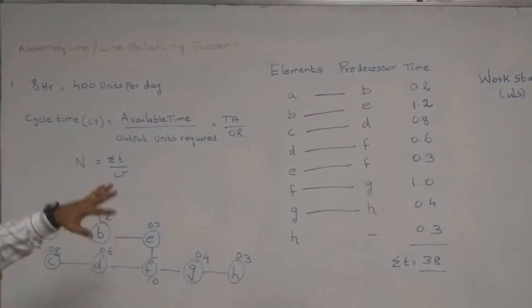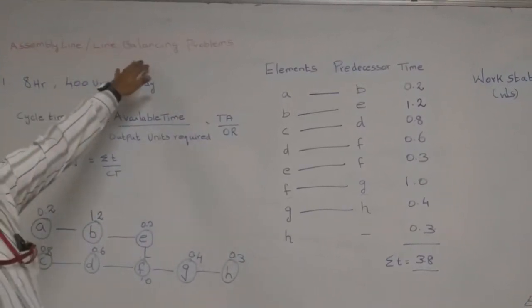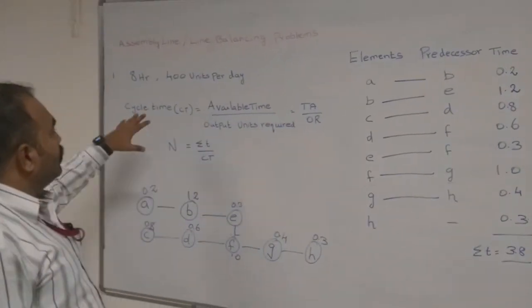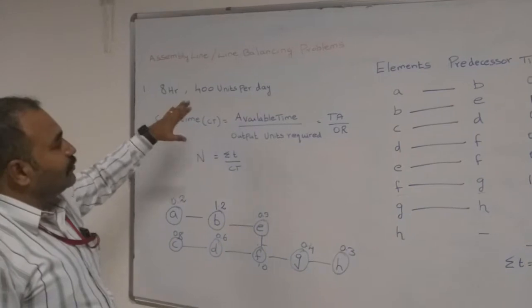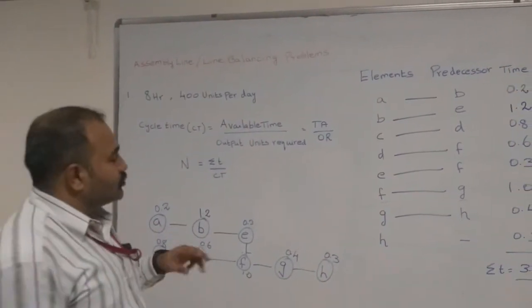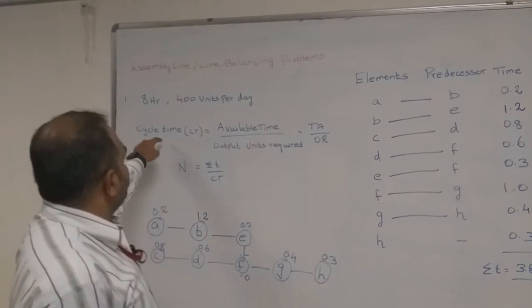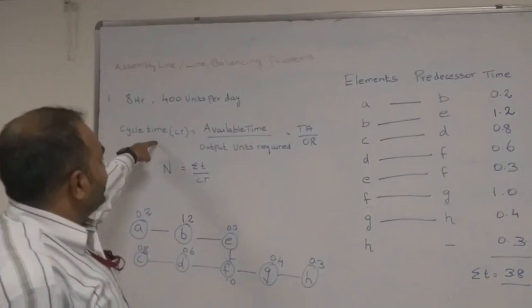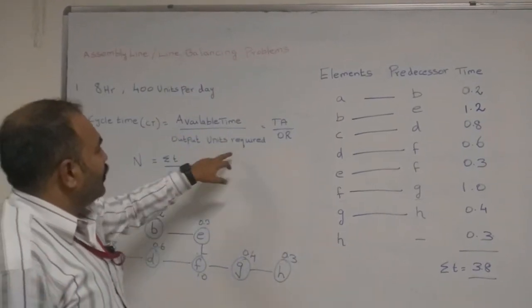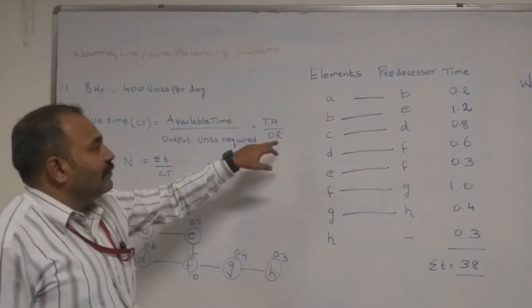So we are going to calculate the assembly line, or line balancing, problem. This is available in operations management. For calculating the assembly line problem, you need to note three formulas. First you need to calculate the cycle time, CT, and the n value. Cycle time is equal to available time divided by outputs required, so it is TA by OR.